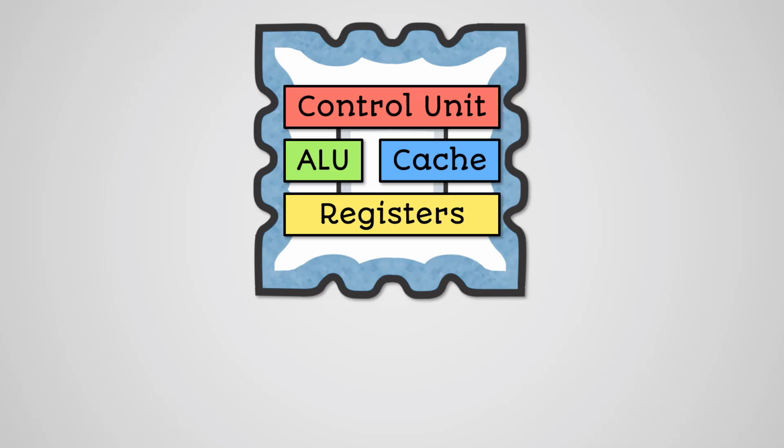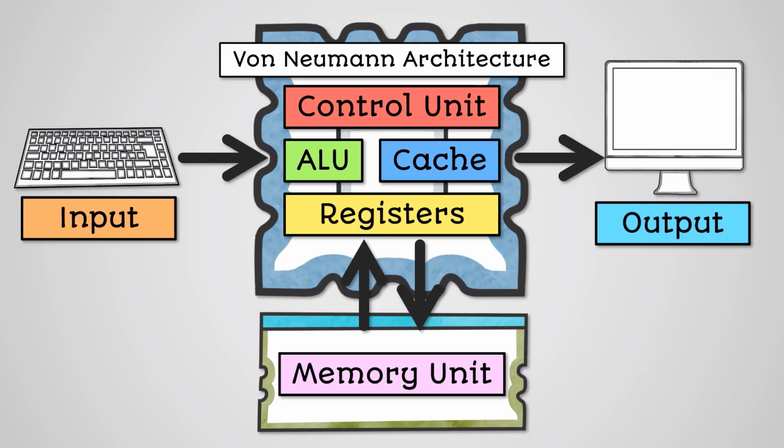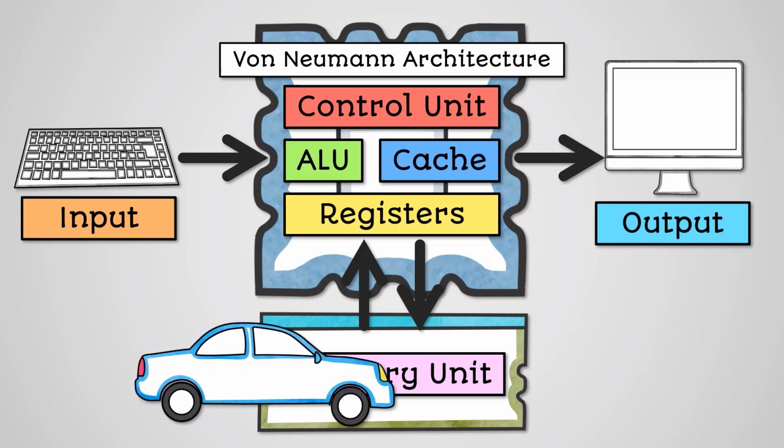Modern CPUs are basically designed using the von Neumann architecture, named after the mathematician John von Neumann. Von Neumann was the first to propose the idea of a digital computer whose central brain was broken up into small areas, each having its own specific job to do, a bit like a car engine.